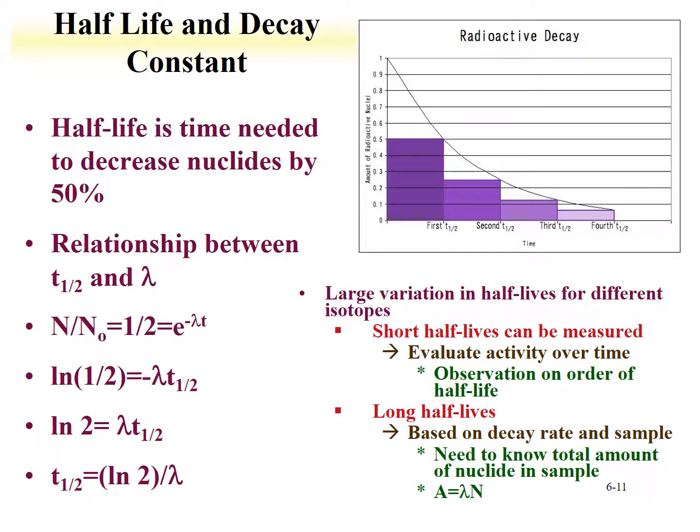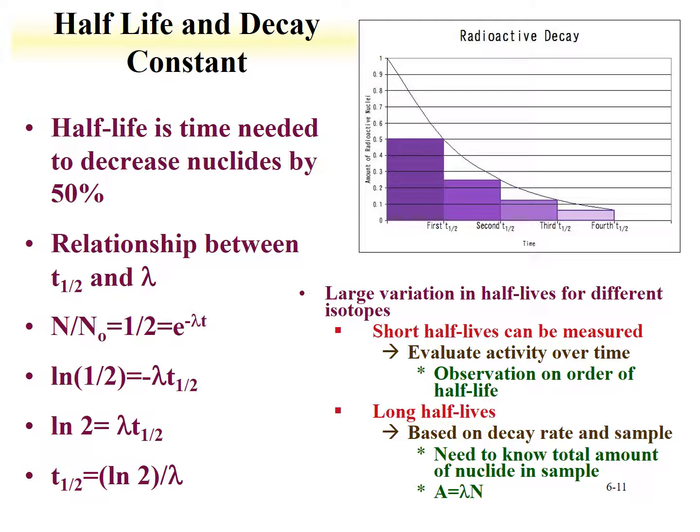So there's a relationship between the half-life and the decay constant. If we define N over N naught equal to 1/2, right? So we go from this point to this point. By definition, that's 1 half-life. So now T here is the half-life of that isotope.